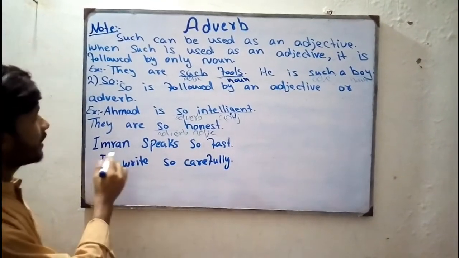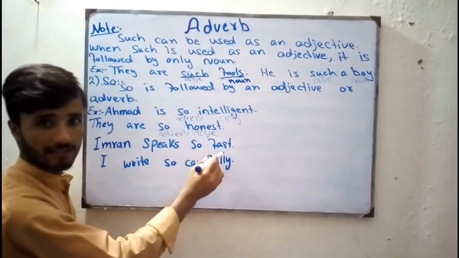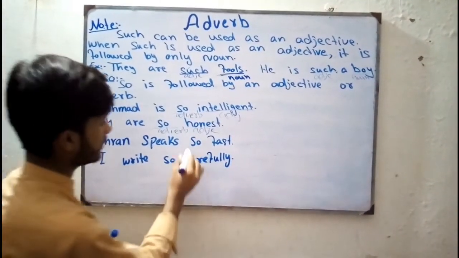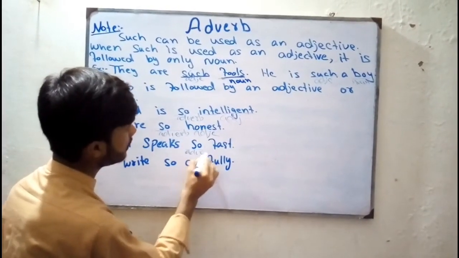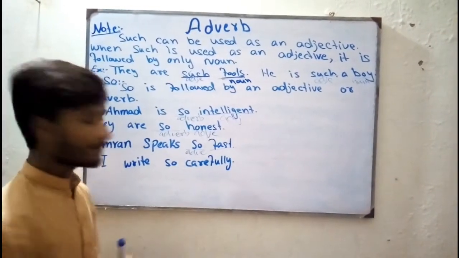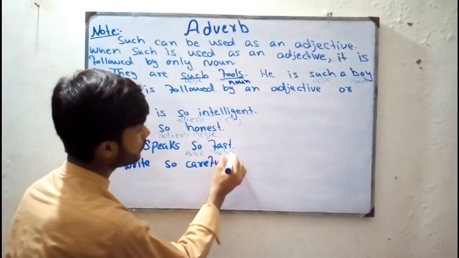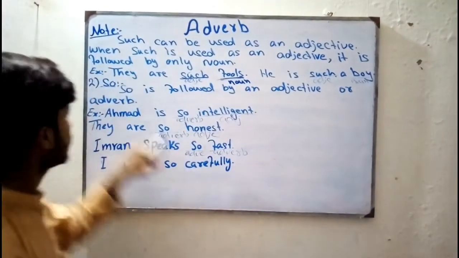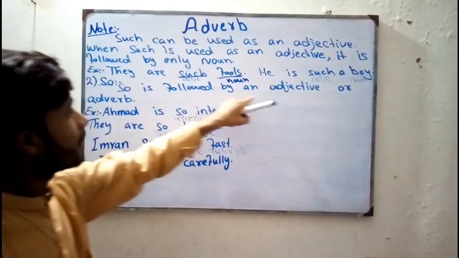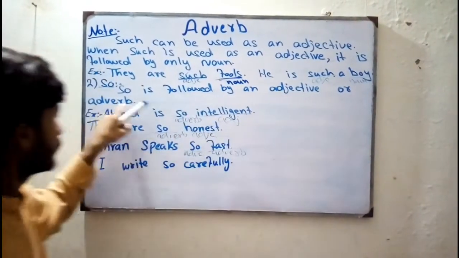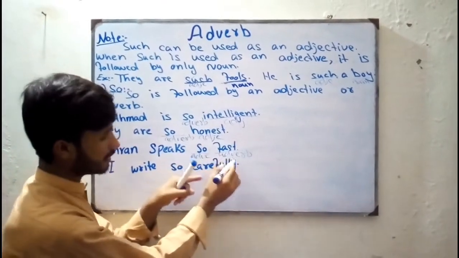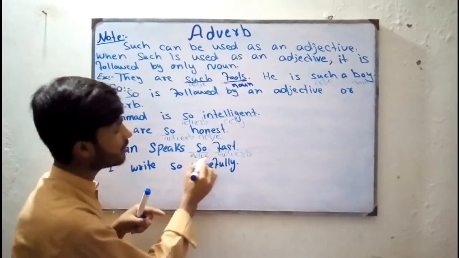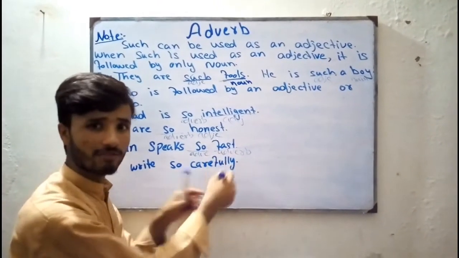See, in these two examples I am going to use so followed by adverbs. How? See, Imran speaks so fast. So it is an adverb, right? Now what is fast? It is also an adverb, because so is followed by an adjective or an adverb. So here Imran speaks so fast. So is an adverb, and fast is also an adverb with us.